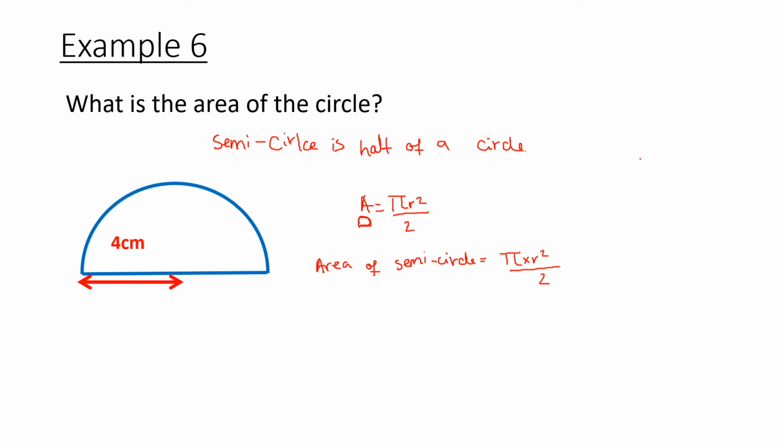So this one here, our formula will be pi times 4 squared divided by 2, which gives us pi times 16 divided by 2, and that gives us an answer of 25.13 to 2 decimal places centimeters squared.